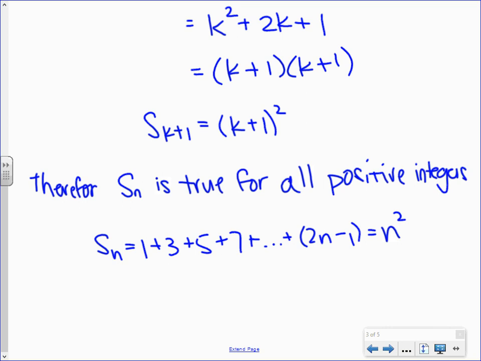Well, see, our sequence is 2n minus 1. So the first term is 1, and the second term is 3, and the third term is 5. Does that make sense? So if we add up the first 3 odd numbers, it's the same as 3 squared, which is 9.